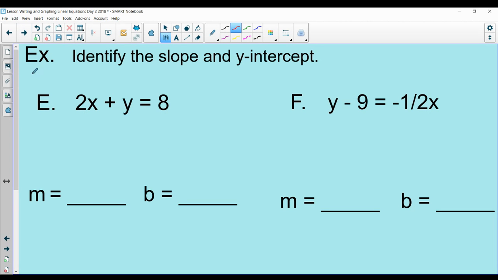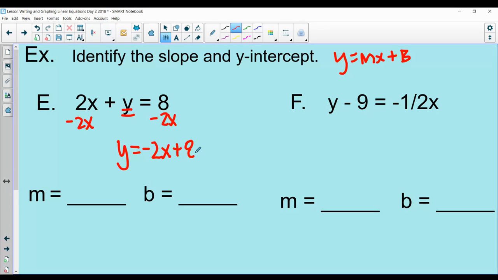Now on these, I've got to get the y by itself, so it's not in slope-intercept form. It has to be written like this first. So we've got to get this by itself. I'm going to subtract 2x to the other side. And remember, when we write it in slope-intercept form, the x has to be in front. So that is a -2x, and that is a +8. So now the slope is -2, and the y-intercept is 8.